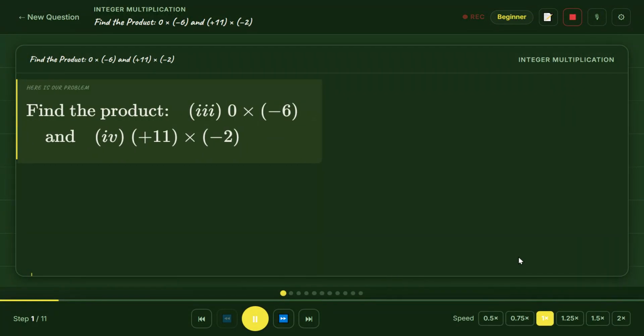Hey there, friend. Today we need to find the product of some numbers. Product just means we times two numbers together. Let's do both parts one at a time.